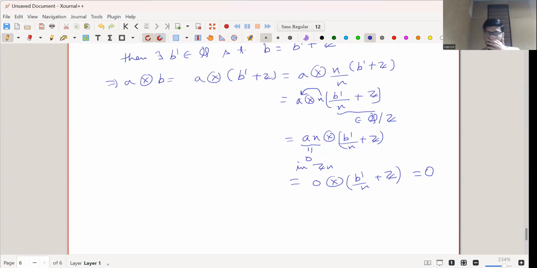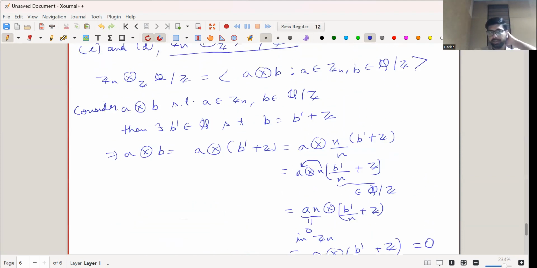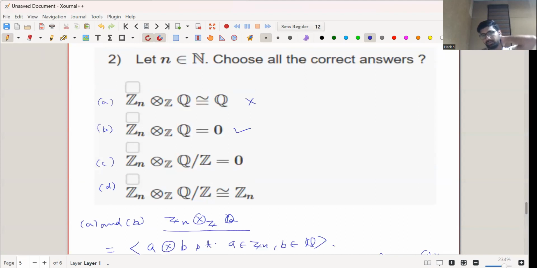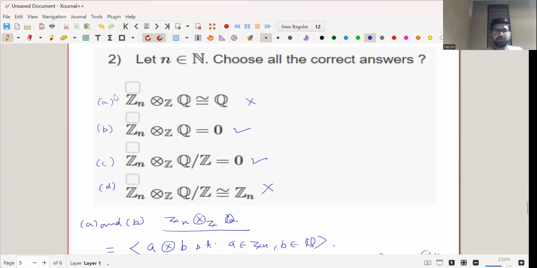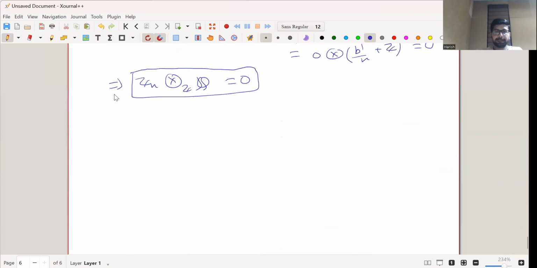So this is 0. An arbitrary generator is 0. That means the tensor product is generated by 0, and thus you have the tensor product Zn with Q is equal to 0. So simply in both the cases, the tensor product is 0. Yeah. Any doubt on that? Not. Then let's move to the next part.